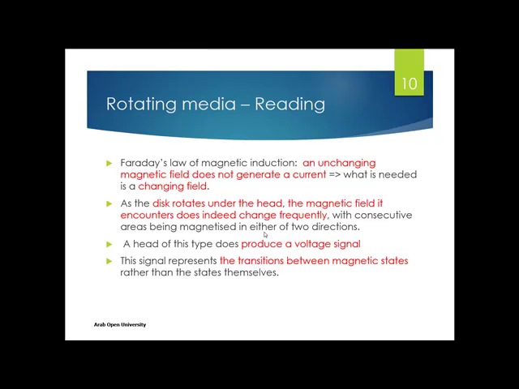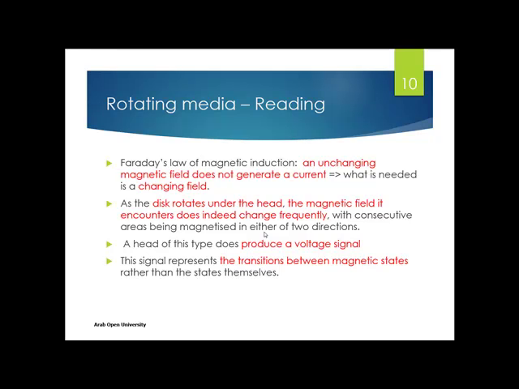Now the reading operation will read the magnetism pattern and convert it to a corresponding electric signal. In order to do this, we will use Faraday's law, which is that a varying magnetic field will produce an electric signal. So the disk is rotating under the head. The different magnetism patterns will correspond to a varying magnetic field, which will be translated into a voltage signal at the reading head.